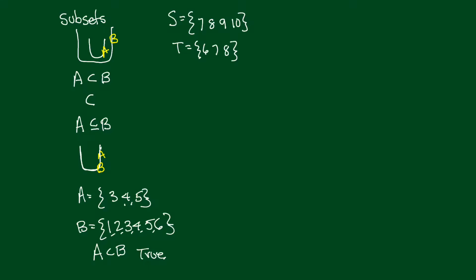Now what about these two sets? S is 7, 8, 9, 10, and T is 6, 7, 8. What about S contained in T? Is S a subset of T? True or false? Well, if it's true, everything in S should be found in T. Well, here's a 9. I don't see that in T. And here's a 10. I don't see that in T either. So right now, this is false. So I could write a true statement, though, if I wrote this. S subset of T, and then I'd put the negation through it. So what does that say? It says S is not a subset of T.